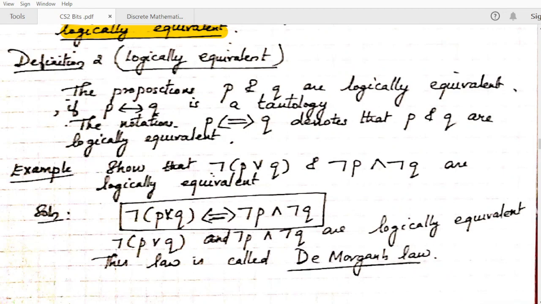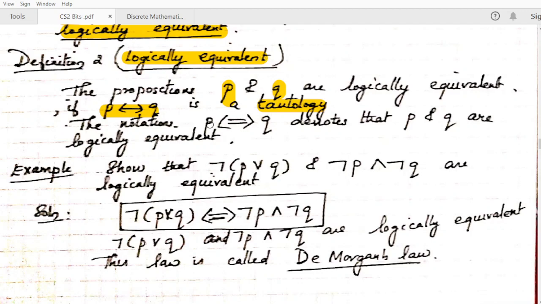Next, we have another definition of logically equivalent. The propositions P and Q are logically equivalent if P biconditional Q is a tautology. If there are two propositions P and Q, they are said to be logically equivalent if P biconditional Q is a tautology. That means when we find the truth value of P biconditional Q, it should be all true values. Then P and Q are logically equivalent.